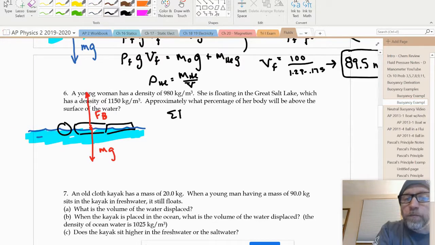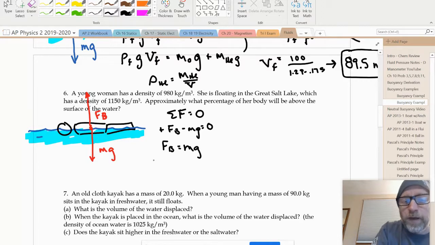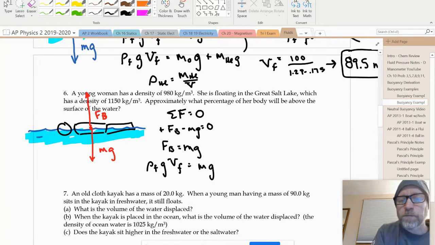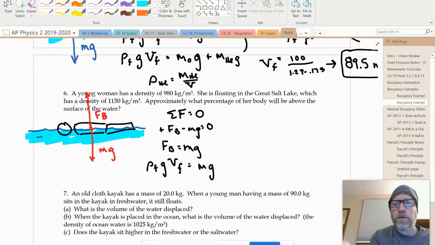So the sum of the forces equals 0. Buoyant force minus mg equals 0. I just like to write it. Buoyant force equals mg. So the density of fluid times gravity times the volume of the fluid equals the mass of the person times gravity. All right, easy. So I just solve for, oh, wait a minute. It's asking for what percentage of her body?